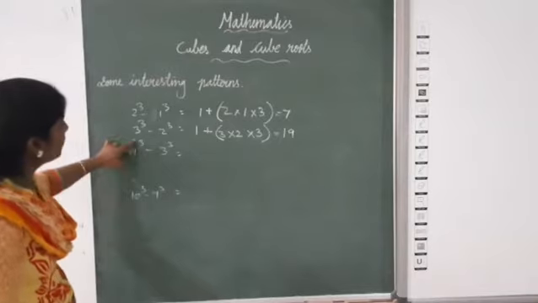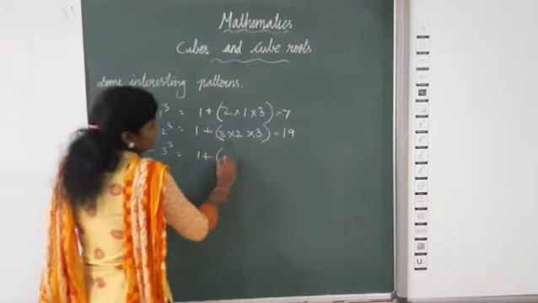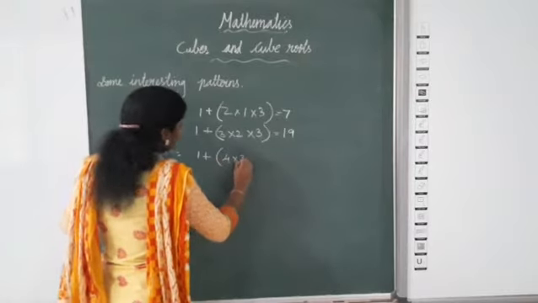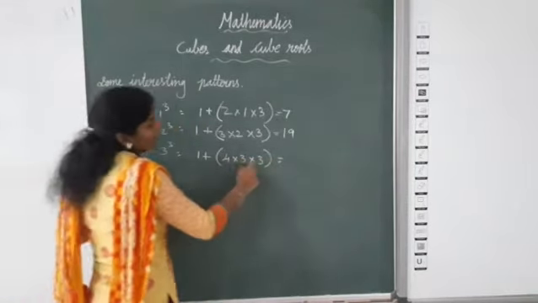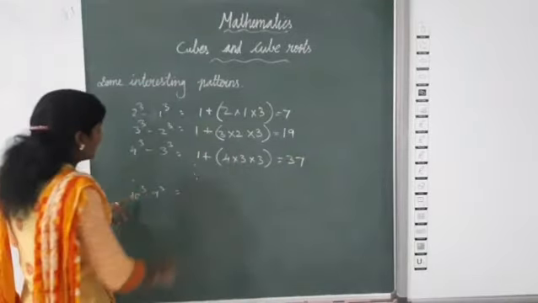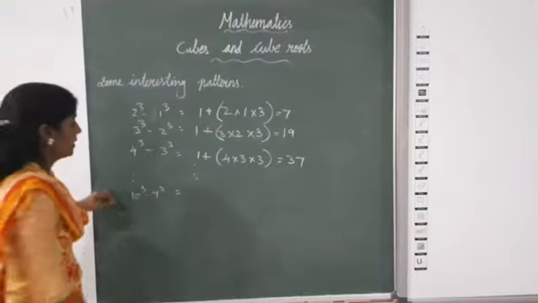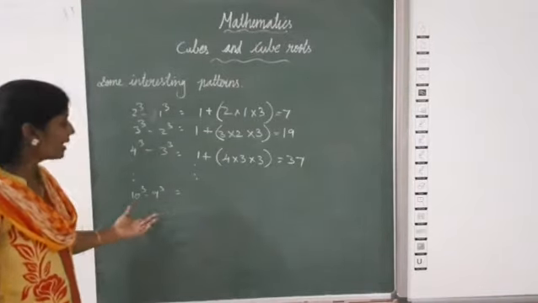Now here 4 cube minus 3 cube. 1 plus 4 into 3 into 3. 4 3's are 12. 12 3's are 36 plus 1, 37. Etc. 10 cube minus 9 cube, any number, 27 cube minus 26 cube, we can find the answer.